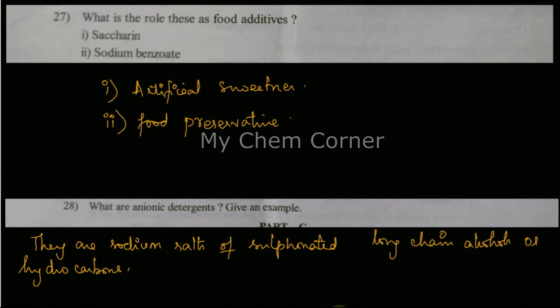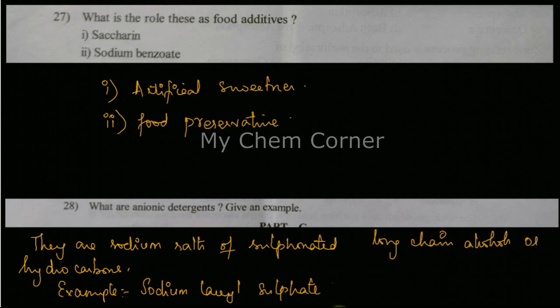That is your entire definition for this. These are the keywords: sodium salt of sulfonated long chain alcohols or hydrocarbons. That's a keyword. It has to be there in the definition. And the example for this is going to be sodium lauryl sulfate. So 1 mark for the definition, 1 mark for the example.